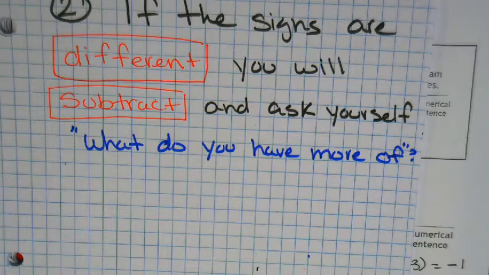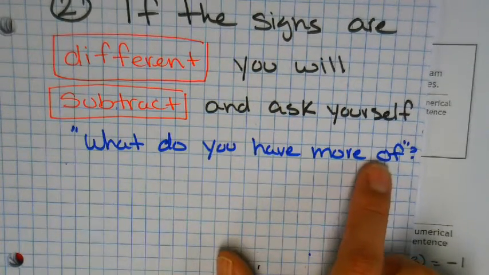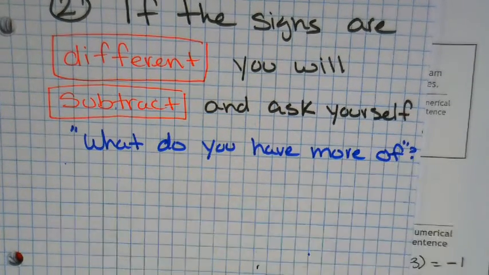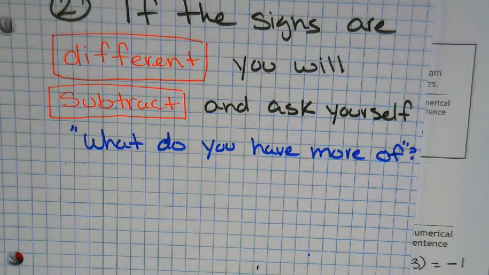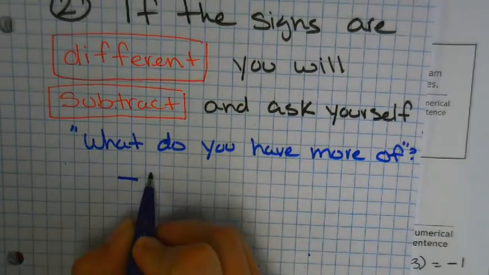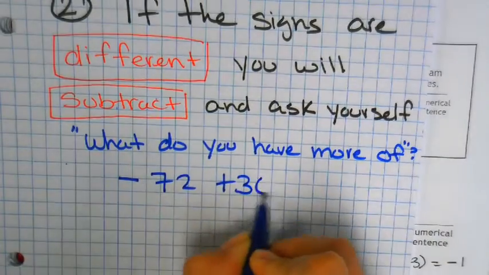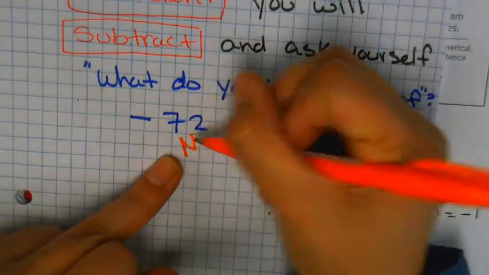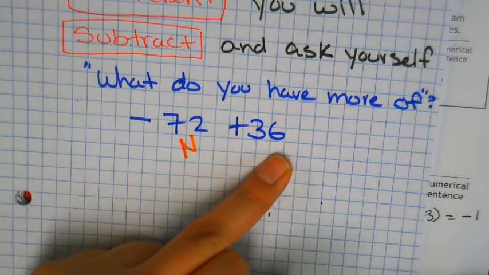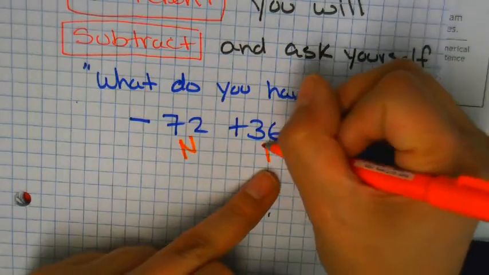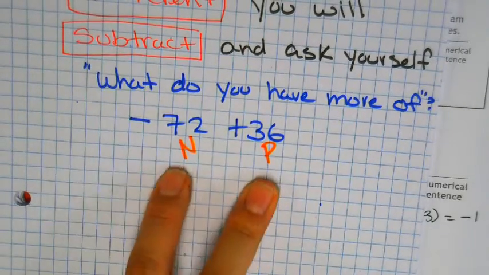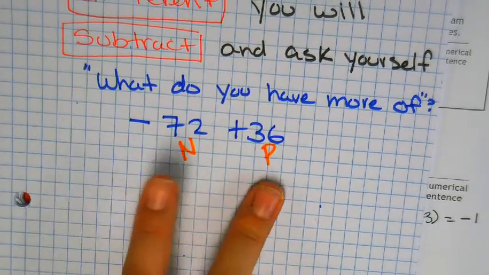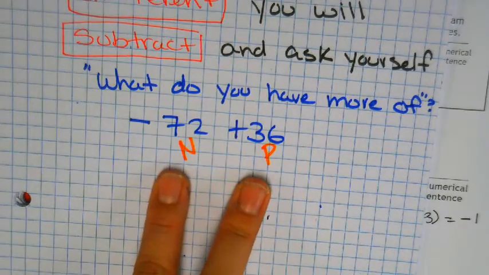Okay, what do you have more of? So once you subtract, you ask yourself, what do you have more of? Do you have more positive numbers or more negative numbers, or is it tied? So for example, the problem I gave you to start with: negative 72 plus 36. The negative 72 is a negative. The 36 is a positive. So do you guys see how they're different? One's a negative, one's a positive. So when they're different signs, you're going to subtract.